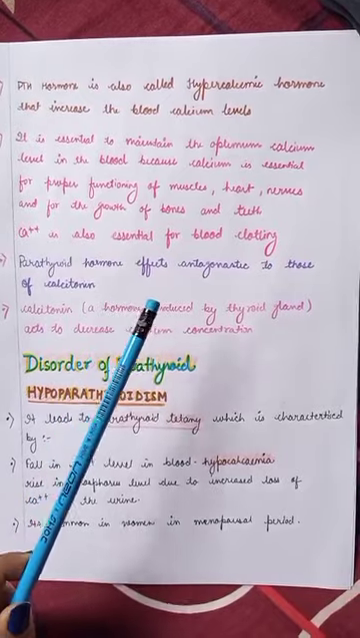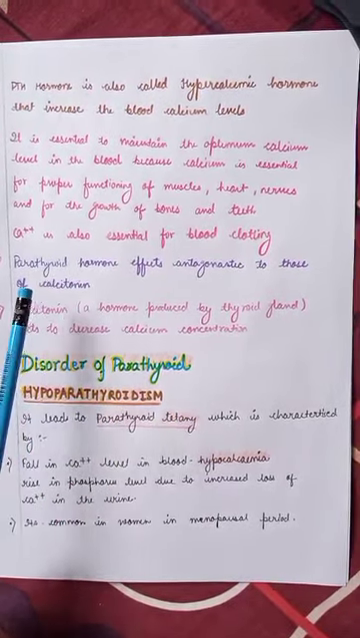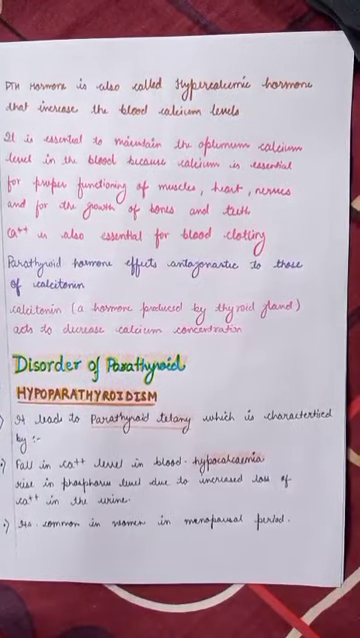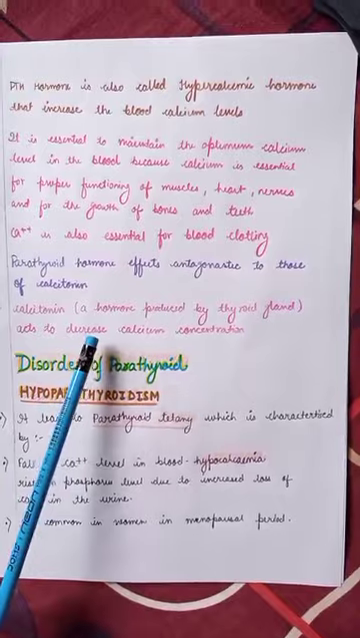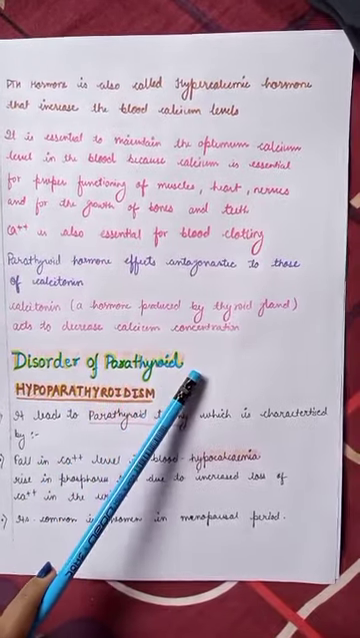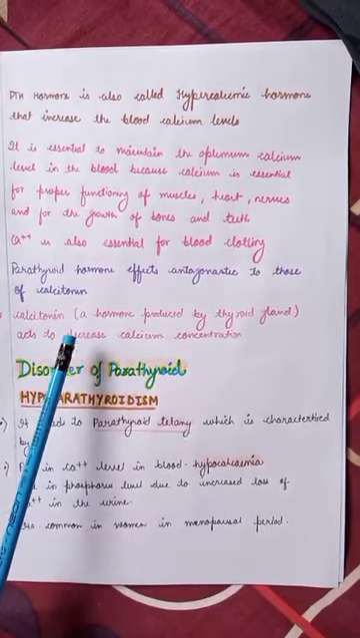Parathyroid hormone effects are antagonistic to those of calcitonin. This is a very important line. Calcitonin, a hormone produced by thyroid gland, acts to decrease the calcium concentration. Hence, it is called antagonistic to calcitonin.